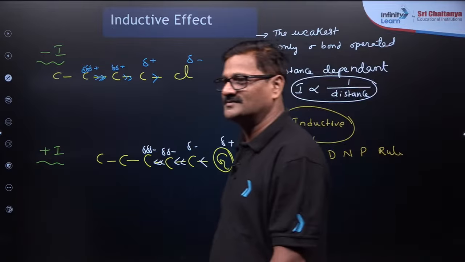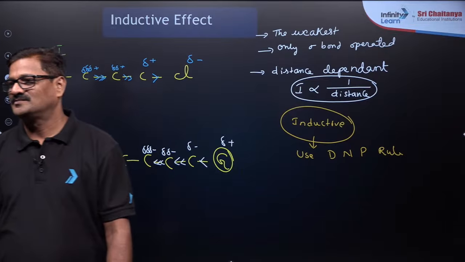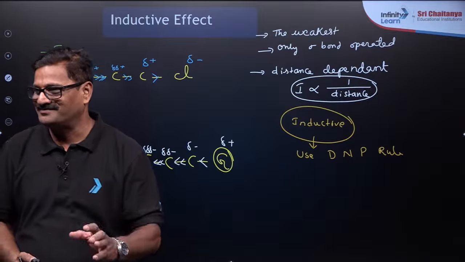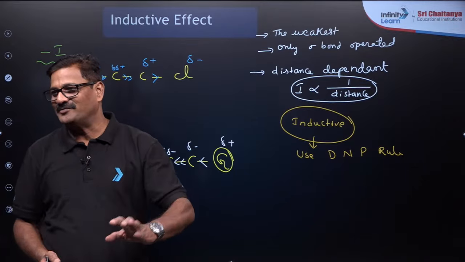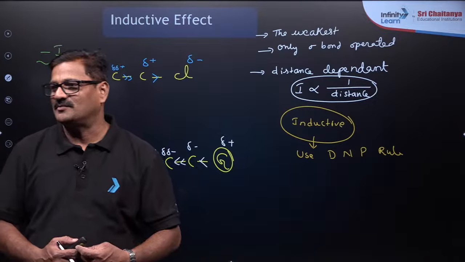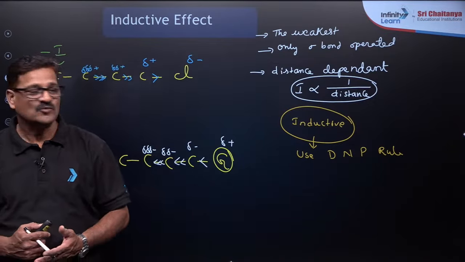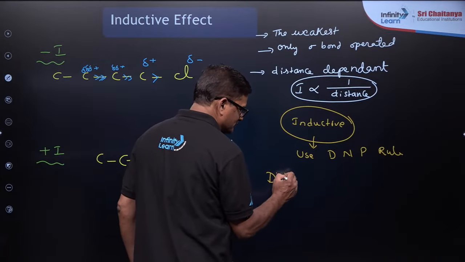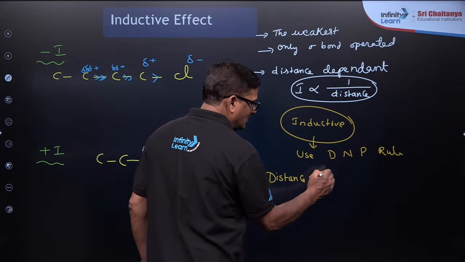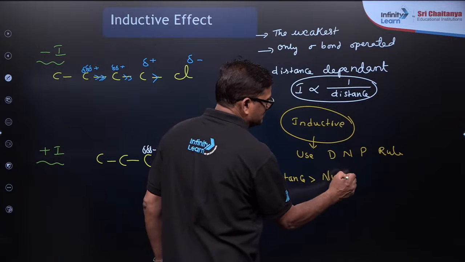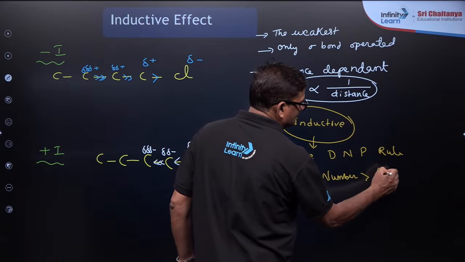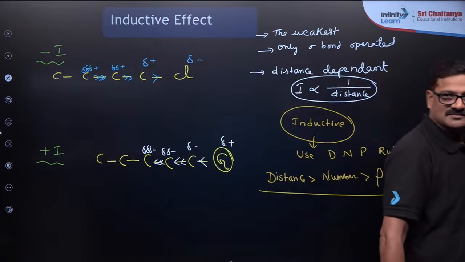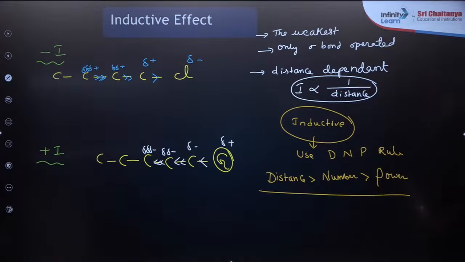Good afternoon. Drashab, what is the DNP rule? Good afternoon. Arpit, Manjesh, come on, Sahil. So here distance is greater than number is greater than power. So these are all the things you need to know. Distance, number, power. Are you getting or not?